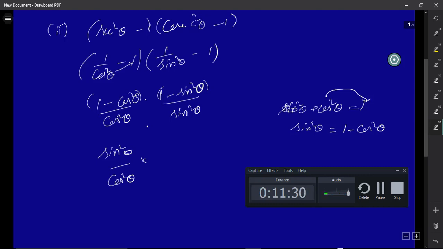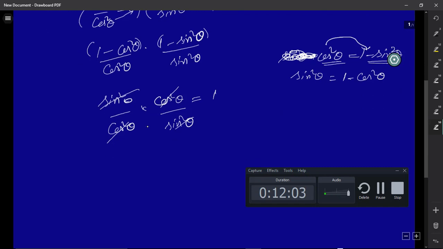Why? Because if I take sine square theta from the left hand side to the right hand side, it becomes cos square theta is 1 minus sine square theta. So in place of 1 minus sine square theta, I can write cos square theta. You just have to remember: 1 minus sine square theta is cos square theta, 1 minus cos square theta is sine square theta. Sine square theta gets cancelled, cos square theta gets cancelled, and I get the answer as 1.